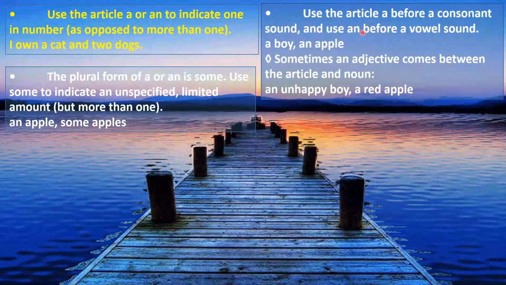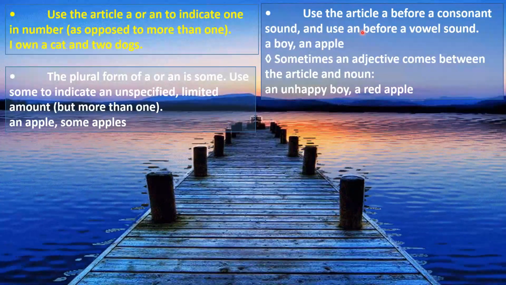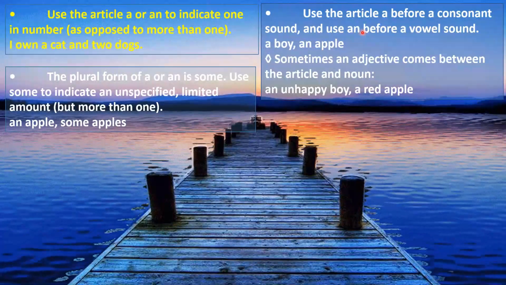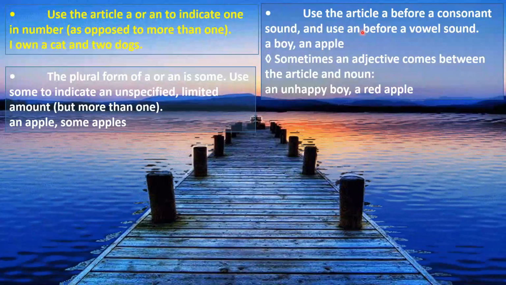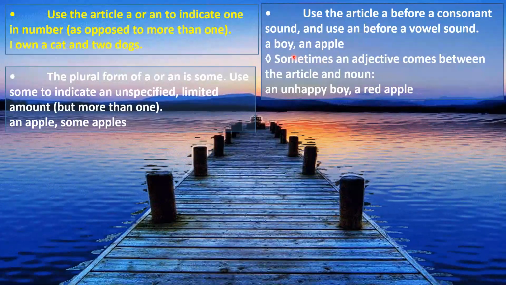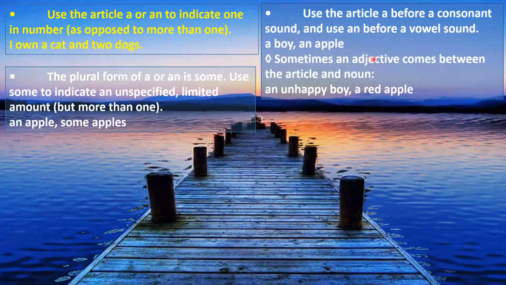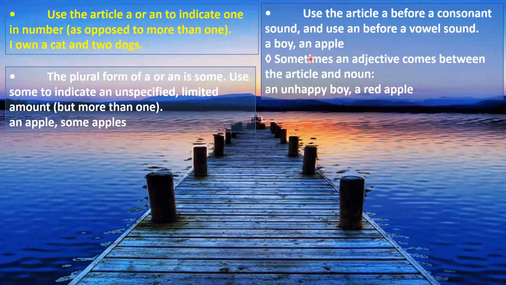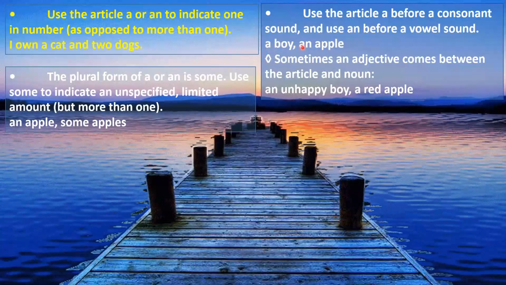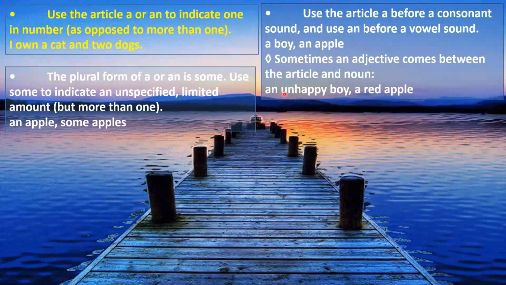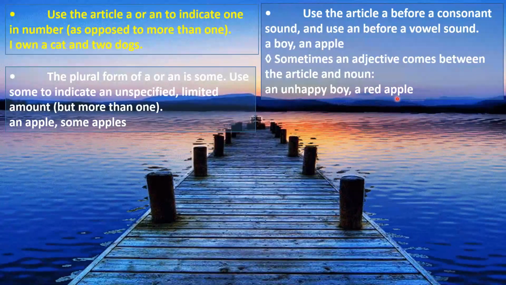The next one, use the article a before a consonant sound, and use an before a vowel sound, like a boy, an apple. And you can put some adjectives in between, after the article a or an, like an unhappy boy, or a red apple.